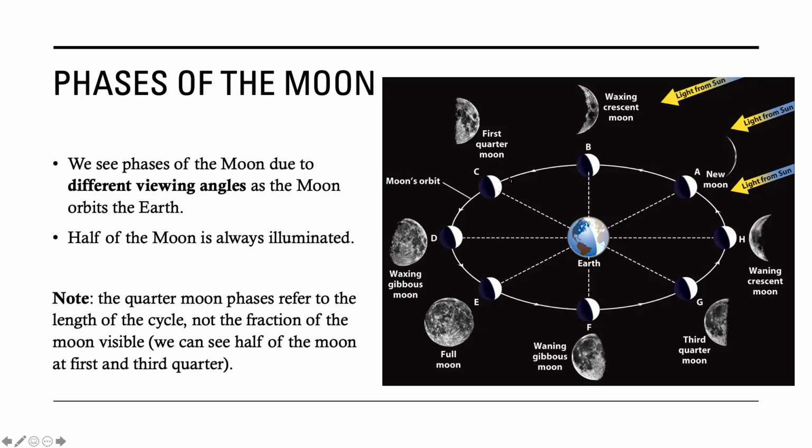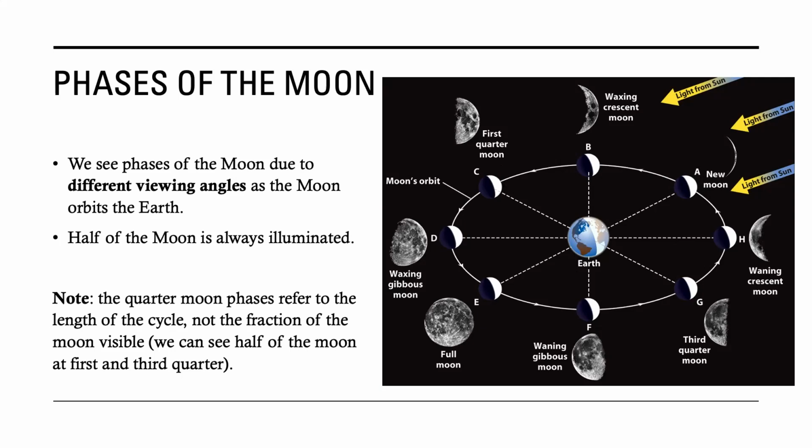The moon goes through a cycle of phases, right? New moon to full moon, back to new moon, back to full moon, back to new moon. This cycle repeats itself every 4 weeks or so. So when we say a first quarter moon, what we're saying is that the moon is 1/4 of the way through the cycle. Going from position A to C is 1/4.